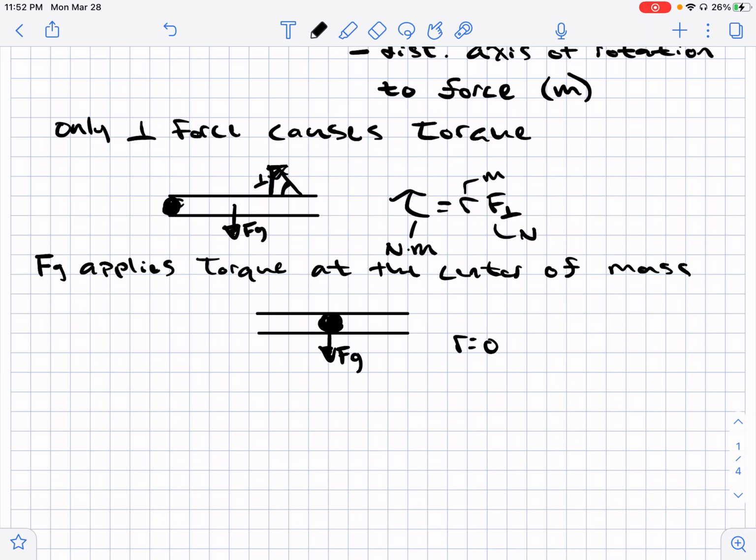So don't forget about your Fg. When you have a rod or an object that's rotating, always draw in your Fg to see if it is causing torque or not.